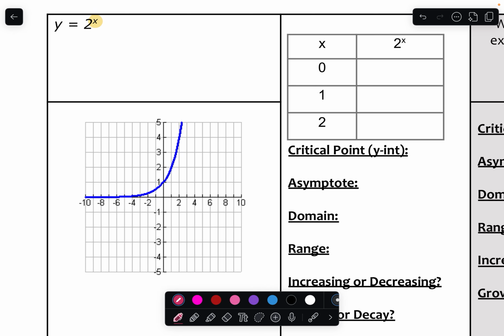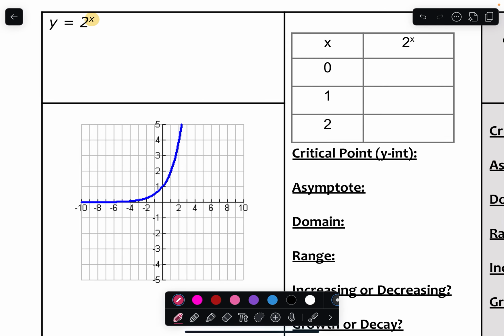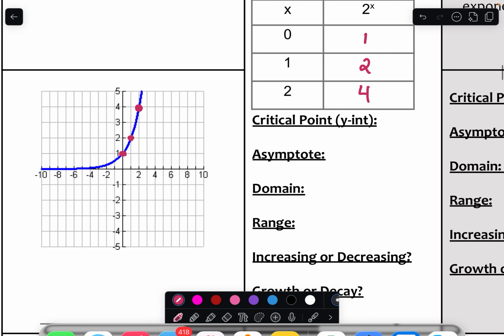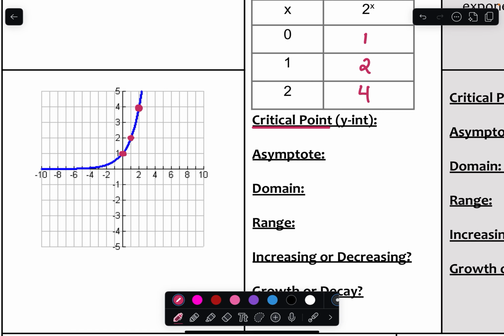You can see that if you plug in a number, 0, 2 to the 0 power is equal to 1. 2 to the first power is 2. And 2 to the second power is 4. We label what's called the critical point, not to be confused with the critical point that you will see later in calculus, as the y-intercept, because it has a distance of 1 from the horizontal asymptote and helps you determine the base. With the parent functions, that's going to be the point (0, 1).